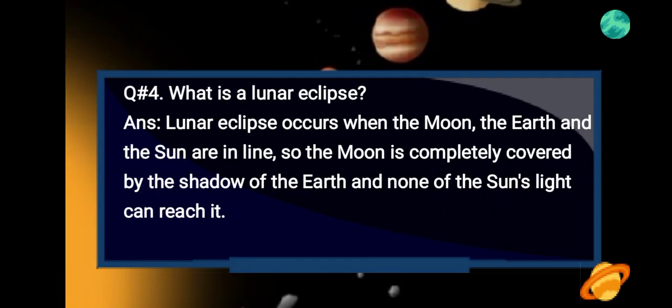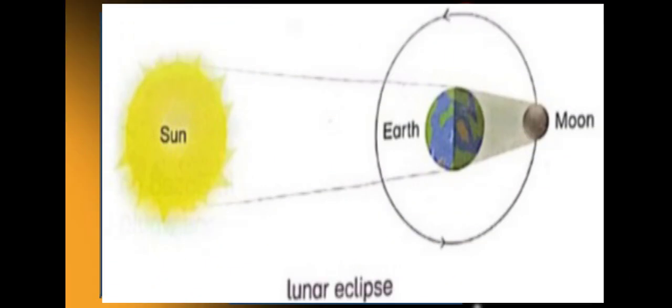What is a lunar eclipse? Lunar eclipse occurs when the moon, the earth and the sun are in a line, so the moon is completely covered by the shadow of the earth and none of the sun's light can reach it. After writing the answer, you will draw its diagram. Sun, earth and moon are in a line and the earth is blocking the light of the sun and the shadow is made over there, and this is called the lunar eclipse.